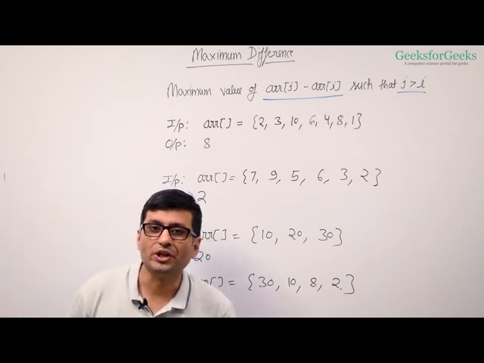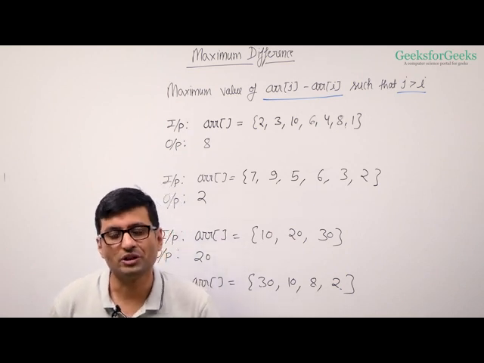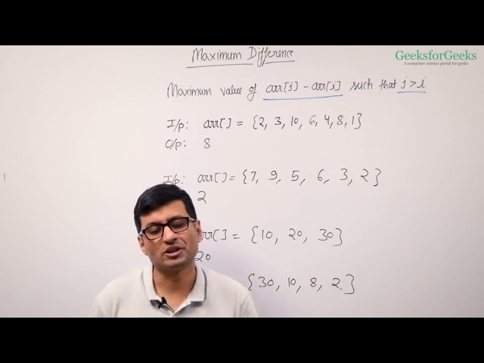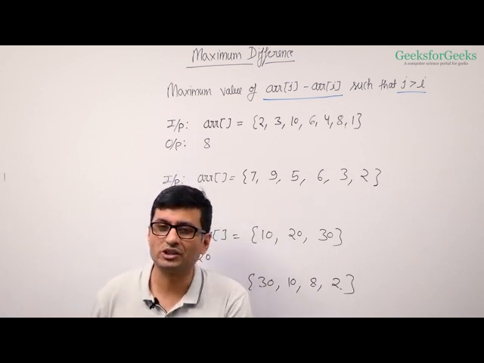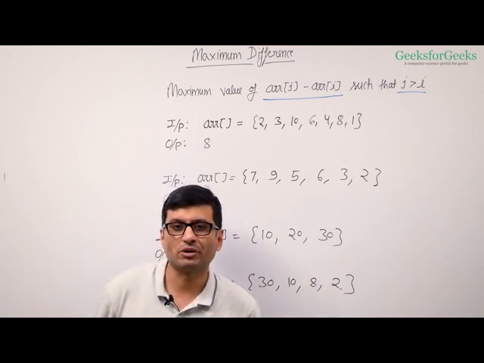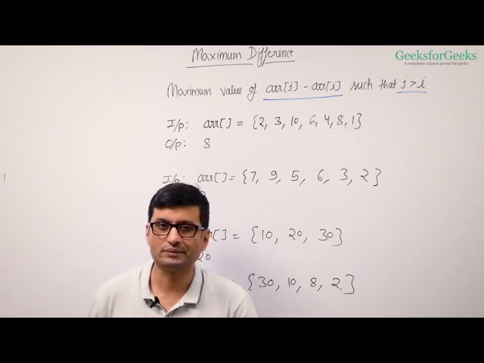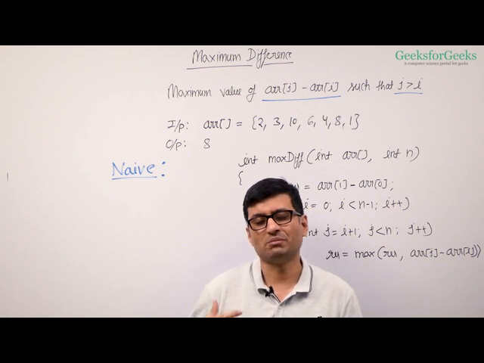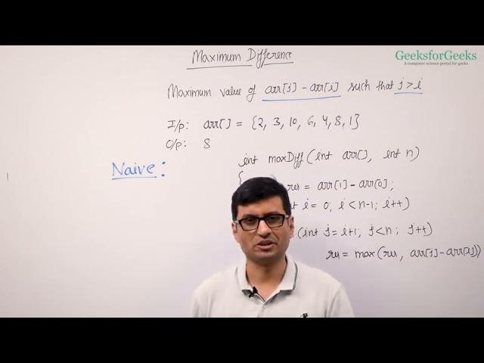Now please pause this video and try to think of a solution for this problem. We are going to talk about two solutions. The first solution is going to be big O of n square. Then we are going to talk about a solution which is going to be big O of n. Here is the naive solution to solve the problem. And I guess most of you must have guessed this naive solution.